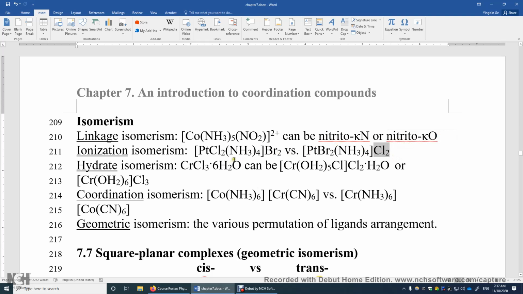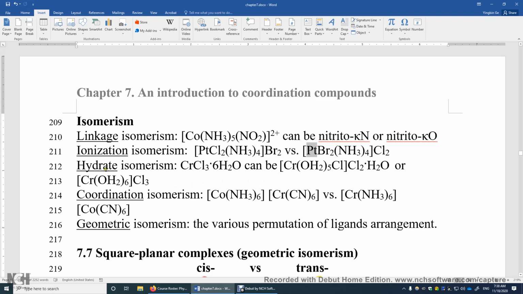Well, it is possible for these two chlorido ligands to form two bonds with this platinum transition metal center. And these two bromides are outer sphere ions. Now in this case, the two chlorides are outer sphere counter ions, while these two bromido ligands are directly bonded to the transition metal center.